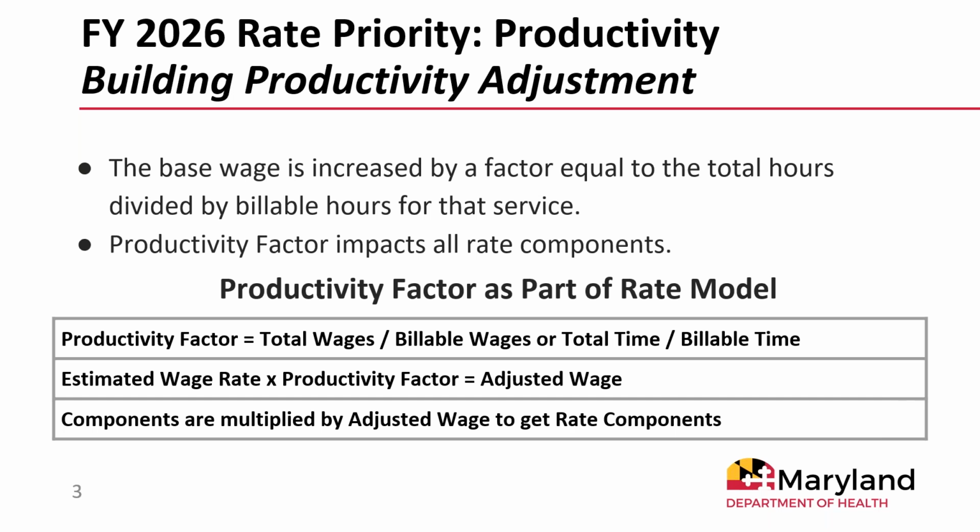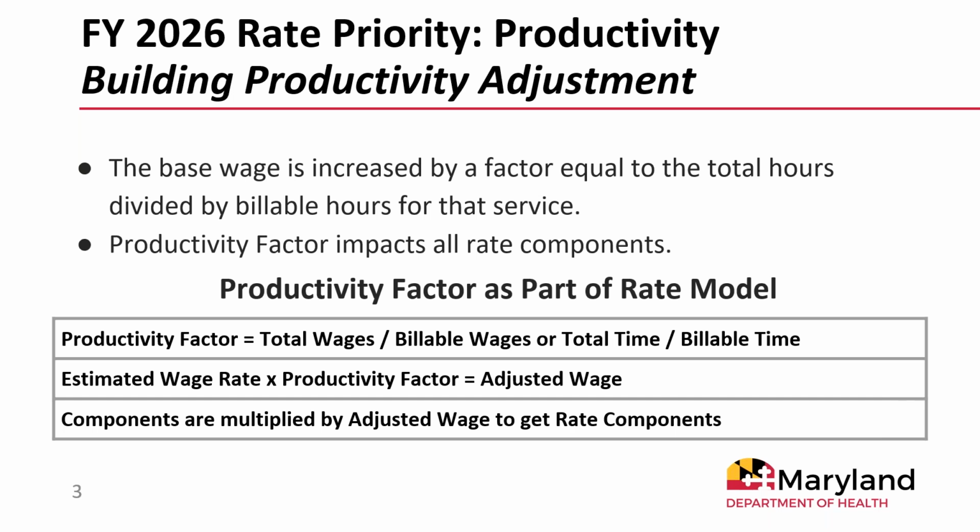But there's a secondary impact where, because they didn't work a full 8 hours, we have to adjust each of the other components. And we do that by introducing a productivity factor that is their total hours worked divided by their billable hours, or alternatively, their total wages divided by their billable wages. Those in theory should come out to the same number, assuming that people are paid a constant wage during this time. And that gives us a factor.